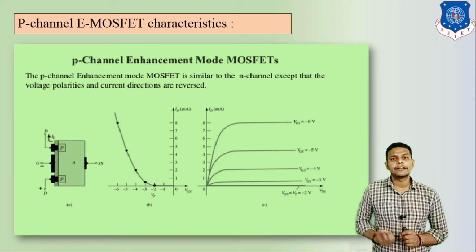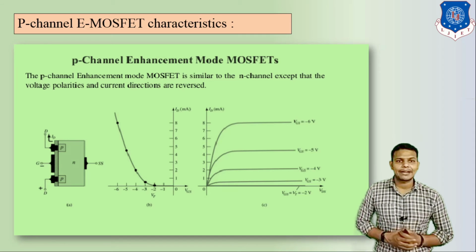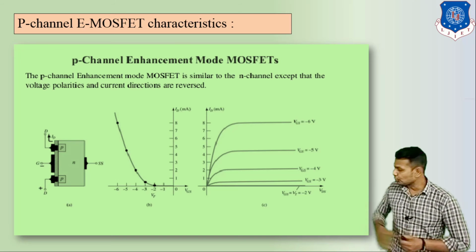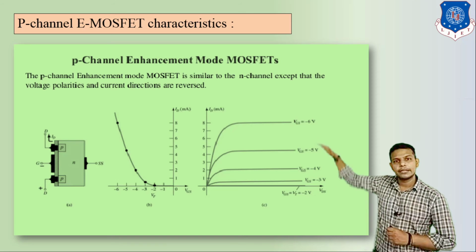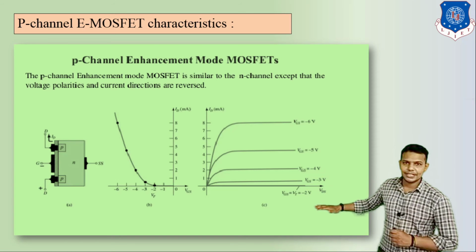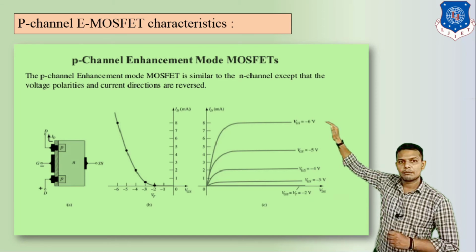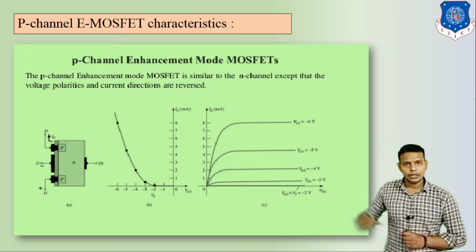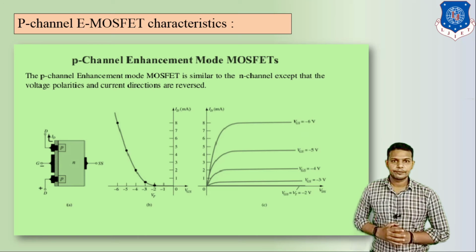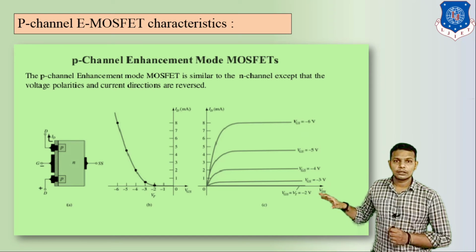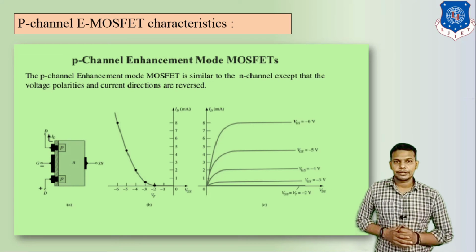After that, if we increase more and more negative voltages, that means VGS is equal to -1, -2, -3, -4 and so on, your ID is going to increase. Here we can see VGS is equal to -1, -2, -3, -4, -5 and -6. According to this, we can plot the value of ID. So this is the drain characteristics of P-channel E-MOSFET.